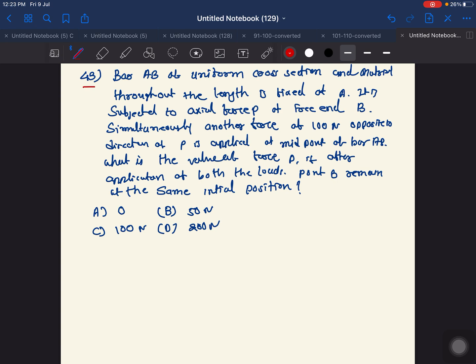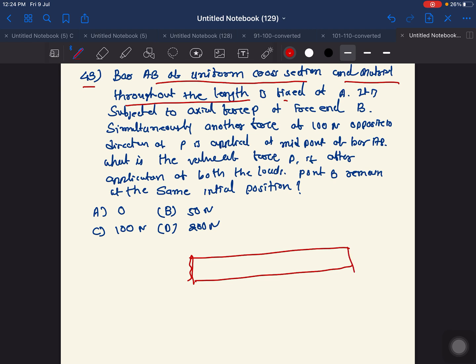Now let's solve another question. Bar AB of uniform cross section and material throughout the length is fixed at A. So one bar is given, and it will look like this. Uniformly throughout, material wise and section property wise, it's the same. This is point A, which is fixed. It is subjected to axial force P at the free end B. Simultaneously, another force of 100 Newton is acting opposite to this P on the bar. What is the value of force P if delta B equals 0?